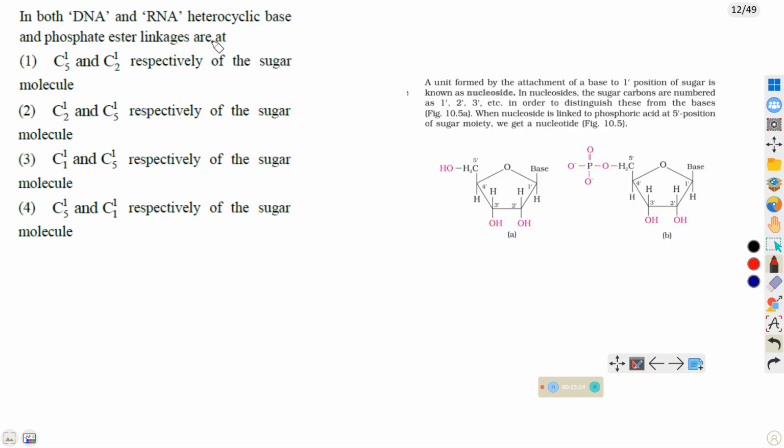In both DNA and RNA, heterocyclic base and phosphate ester linkages are at: base is at C1 position, phosphate is at C5 position. Third option is correct.